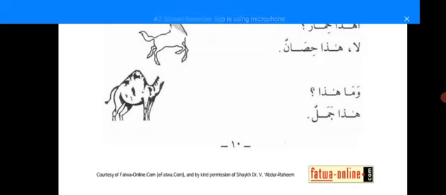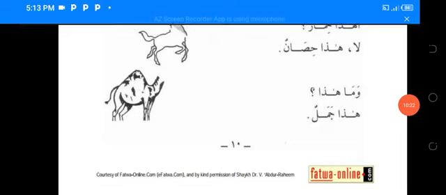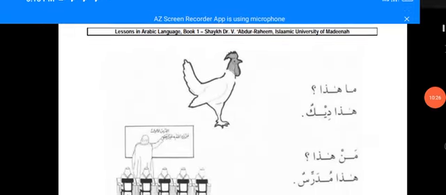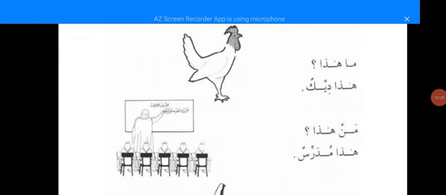Wa ma hadha. And what is this? Now here the author is introducing wa, which means and. It's a conjunction. Wa ma hadha. And what is this? Hadha jamalun. This is a camel. Ma hadha. What is this? You see the image? That's the image of a cock. You say hadha diikun. This is a cock. In Arabic, the word cock is diikun. Hadha diikun. This is a cock.